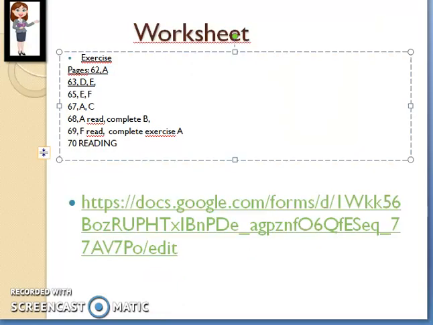Okay, guys, let's check the exercises that I need you to do in your textbook. Go ahead. Exercises and pages. Page 62, exercise E. 63, D and E. 65, E and F. 67, A and C. 68, A, read and complete exercise B. 69, F, just read, and complete exercise A.